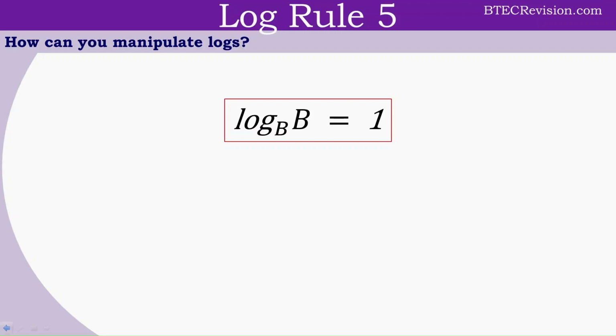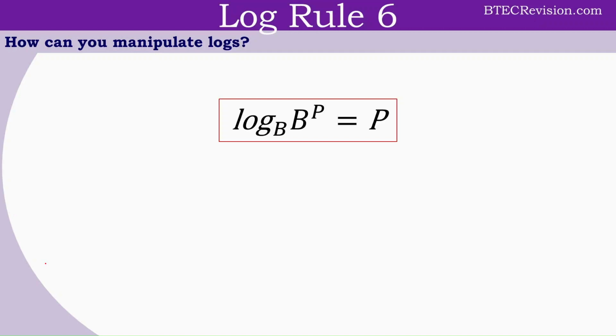For the fifth rule, log to the base b of the number b is always equal to 1. Putting this in exponential notation, b to the power of 1 is equal to b. So we can see the reason why.